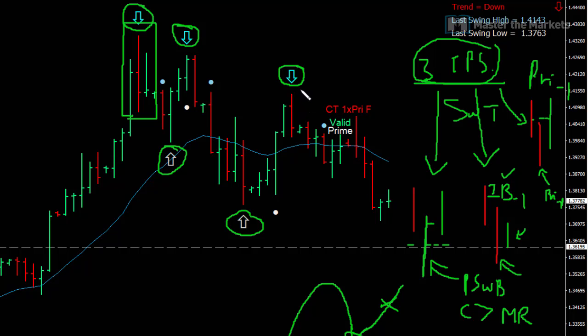Let's take a look at the PSWB. Look, there's one here on the swing high, right? Look at this one. That closing below is 50% mid range, right? So we got that as well. So that is your PSWB.